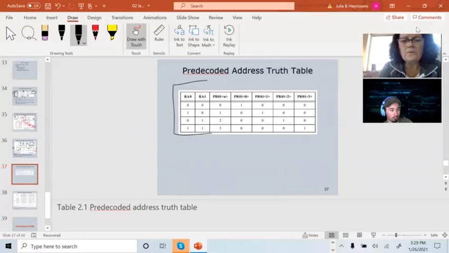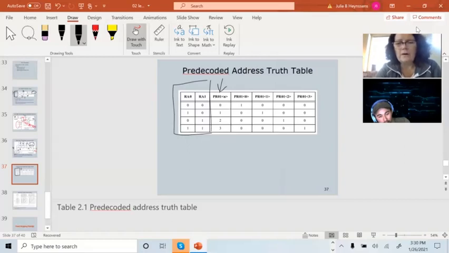If I pre-decode the first 2 most significant bits, or it doesn't matter, the 2 least significant bits, whichever one I want to do, I pre-decode them. So 0, 0 has a pre-decoded value here. So instead of running 2 lines to the whole array, I'm running 1 line to a quarter of the array, 1 line to another quarter, and that one to the 3rd quarter, and that one to the 4th quarter.